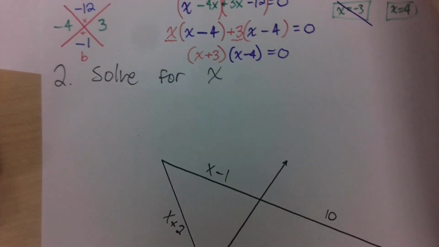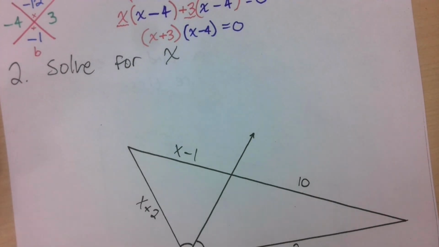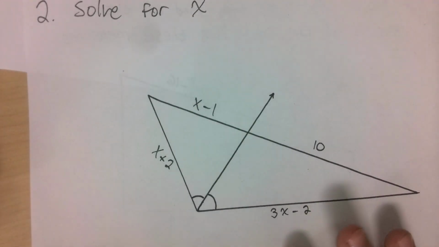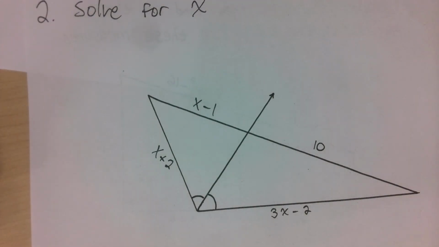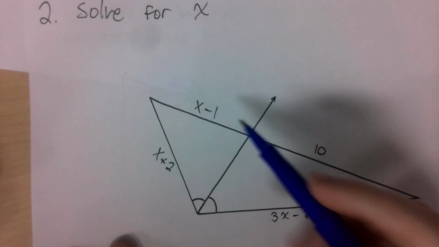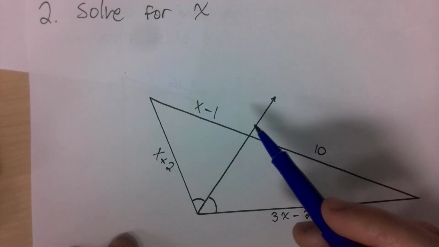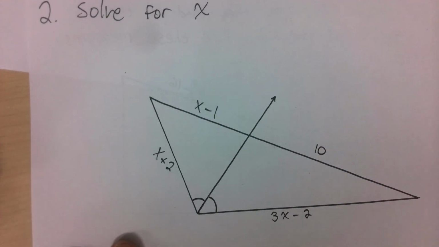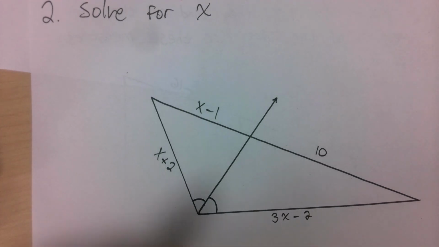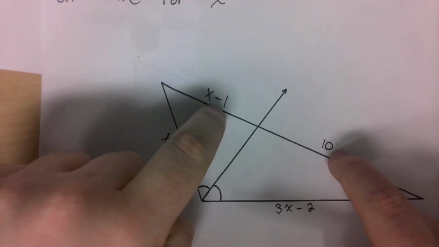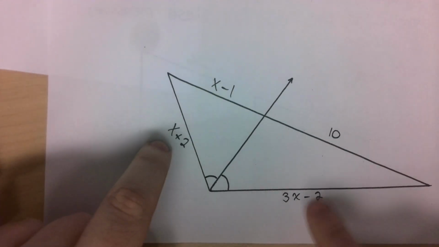Let's do number 2. I'm going to walk through number 2 a little bit quicker, but not much, just because at this point we see the process. So step 1 is to set up your proportion. Here we have an angle bisector, so according to the triangle angle bisector theorem, we know that we can compare any two similar parts across these two triangles as well.